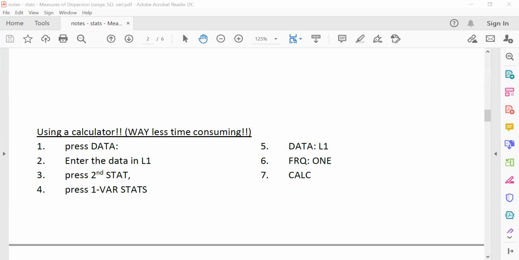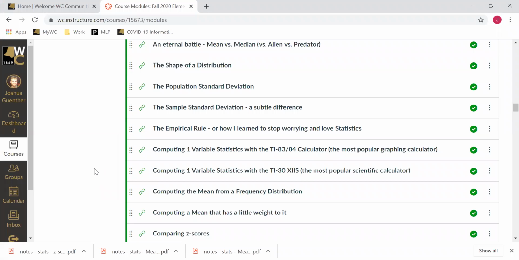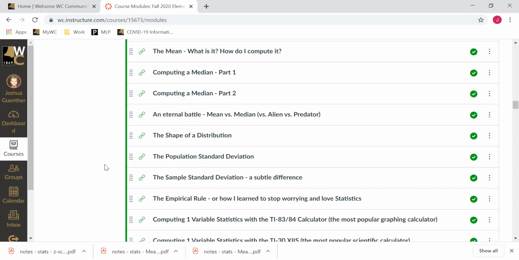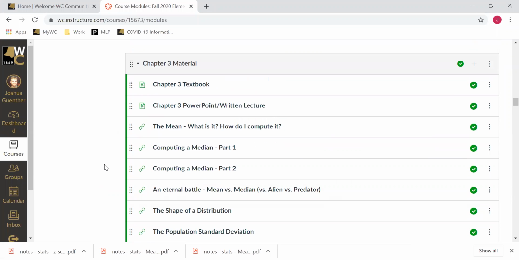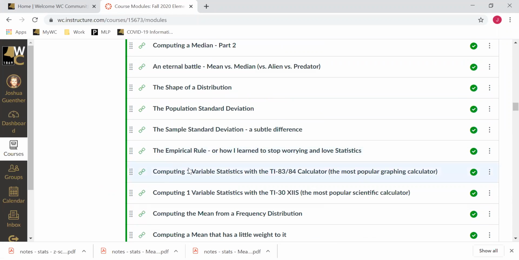You will all have the ability to use your calculator to find the standard deviation. And here's where it is. Go into your Canvas modules, look under Chapter 3 material, because we're in Chapter 3, and booyah, computing one variable statistics with the TI-83/84 calculator, which is the most common graphing calculator, or with the TI-30X2S, which is the most popular scientific calculator.